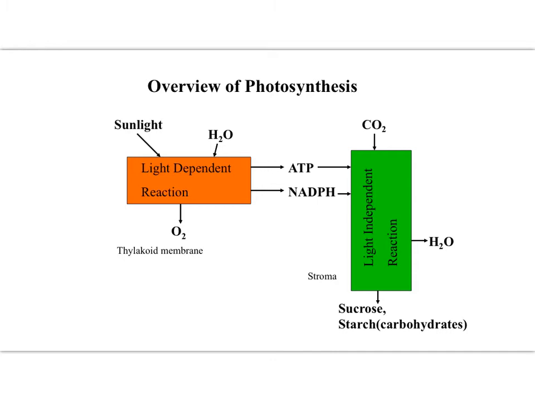The two reactions, light-dependent and independent, are summarized here. The light-dependent reaction, again, is where the sun's energy is converted into chemical energy, ATP and NADPH, which is shuttled to the light-independent reaction, where the energy is eventually stored in sugars and carbohydrates.